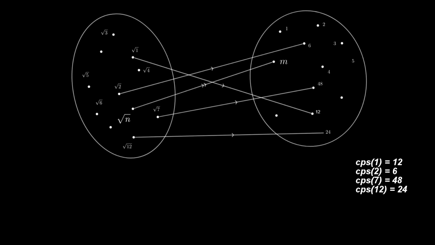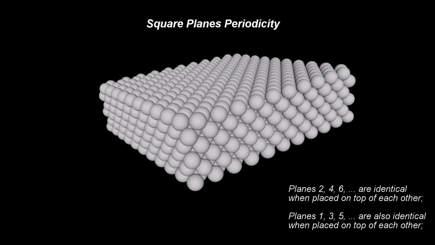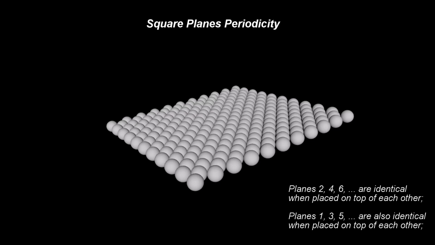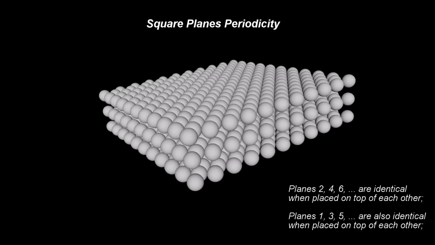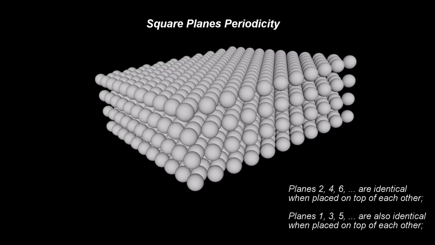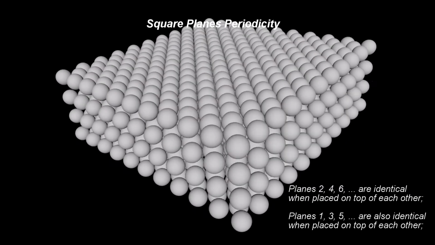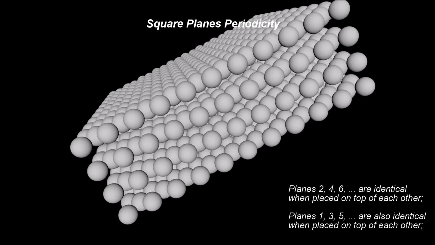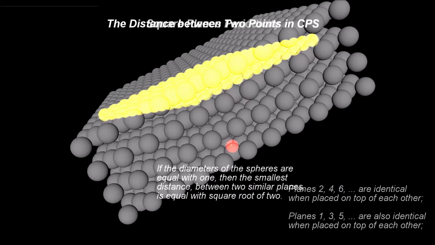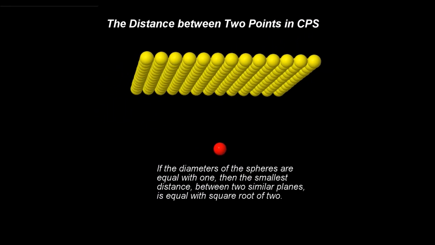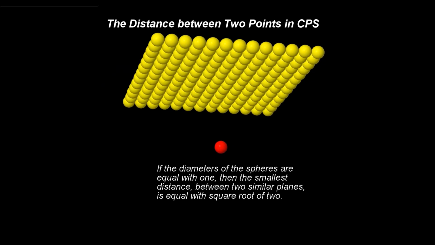Let's try next to find a general, numerical expression for the distance between any 2 points in the CPS arrangement. To do this, let's consider first 2 parallel CPS planes with an underlining square lattices. As shown in a video, in the beginning of this series, the square lattice planes have a periodicity of 2. If the diameters of the spheres are equal with 1, then the smallest distance between 2 such similar planes is equal with square root of 2.